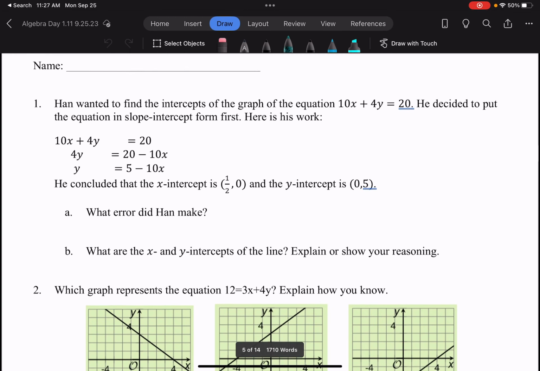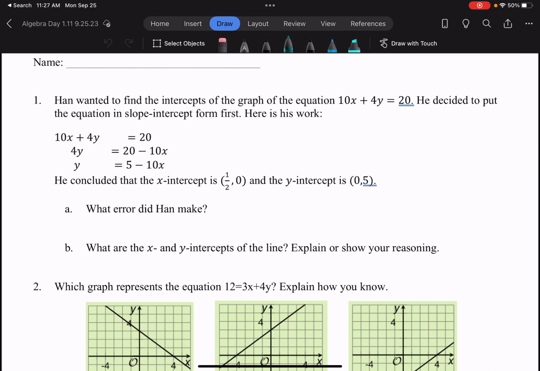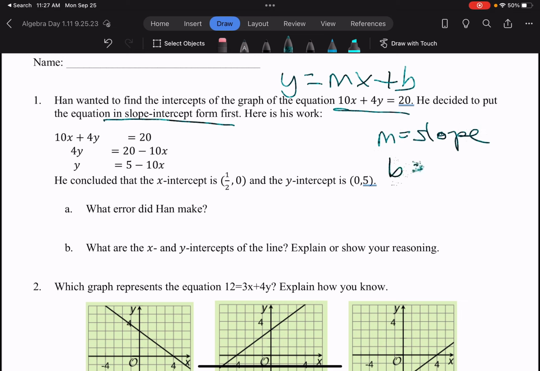So we are looking at Han, who wanted to find the intercepts of the graph of this equation. He decided to put this into slope-intercept form first. So remember, slope-intercept form is y equals mx plus b, where m equals our slope and b equals your y-intercept. Okay? So he takes these steps.